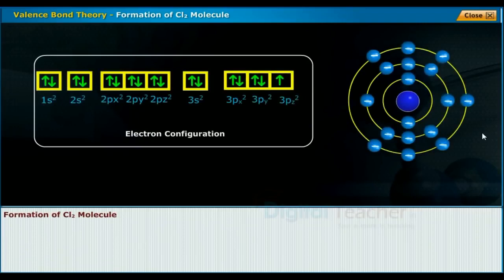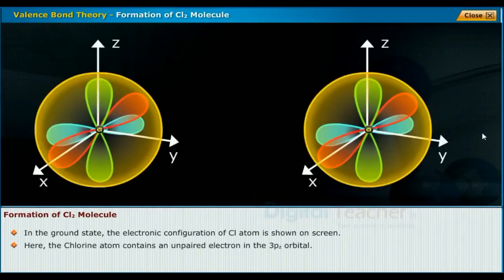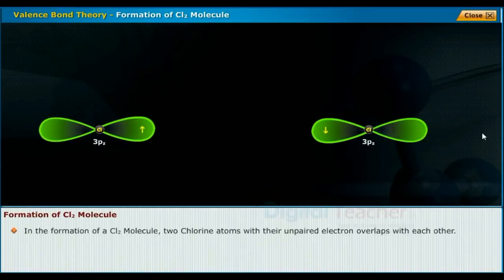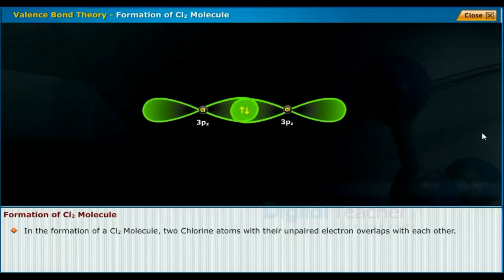Formation of chlorine molecule. In the ground state, the electronic configuration of chlorine atom is shown on screen. Here, the chlorine atom contains an unpaired electron in the 3pz orbital. In the formation of a chlorine molecule, two chlorine atoms with their unpaired electrons overlap with each other.